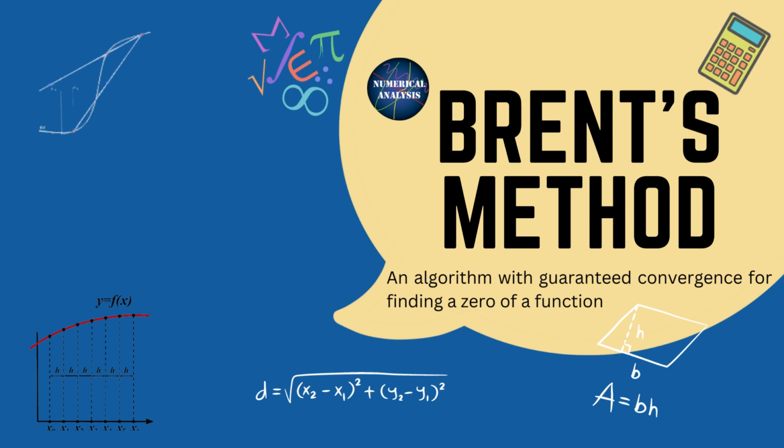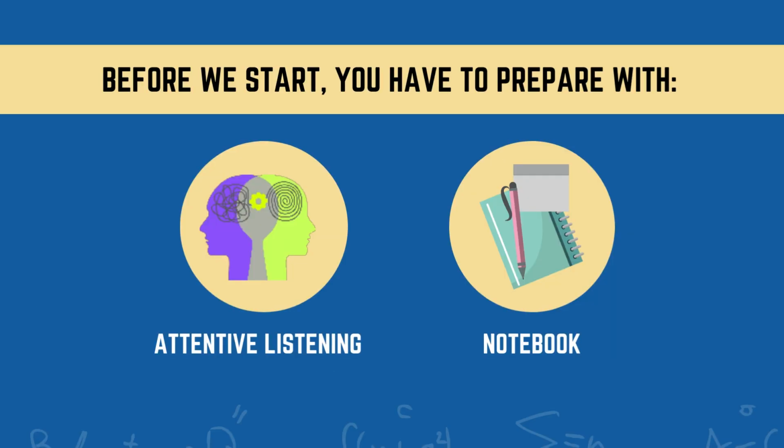Welcome to everyone in this video's presentation for numerical analysis: Brent's method. It's an algorithm that assures guaranteed convergence for finding a zero of a function. So before you start, you have to prepare with attentiveness in mind and a notebook, because through this presentation you will hear some new formulas that you have to write down in your notes.